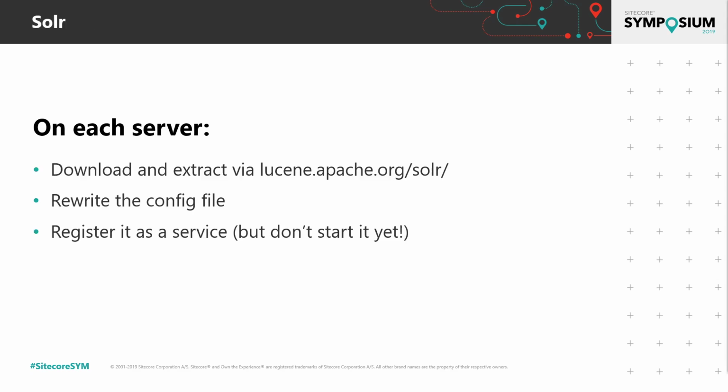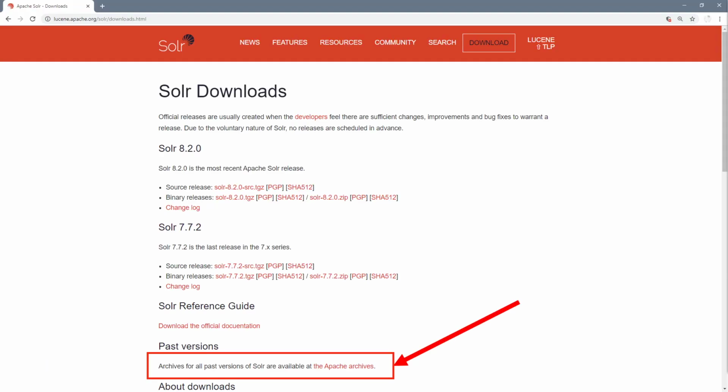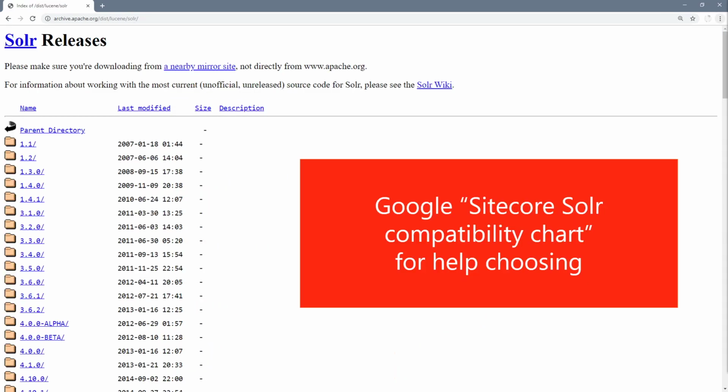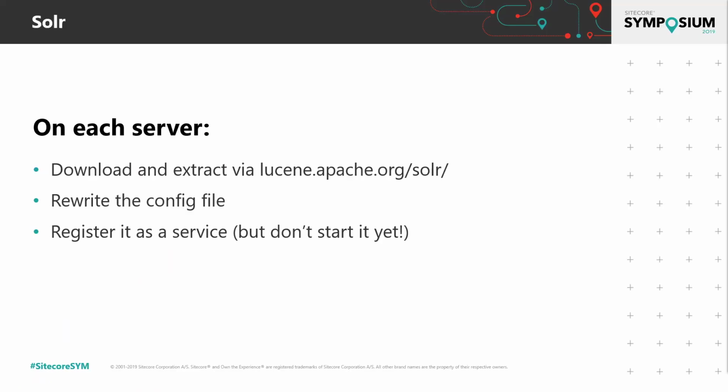Again, we need to download it, configure it, and install a service. So beginning with the download, we get it from lucene.apache.org. You need the version for your chosen Sitecore, and they're usually on the archive page that I've highlighted. Scroll down to grab the correct one. If you're not sure which one, Google Sitecore Solr compatibility chart for help. As before, extract the archive and then move on to the config.